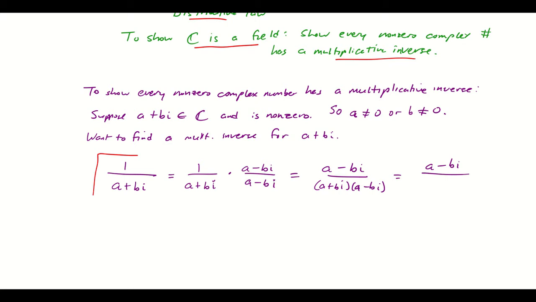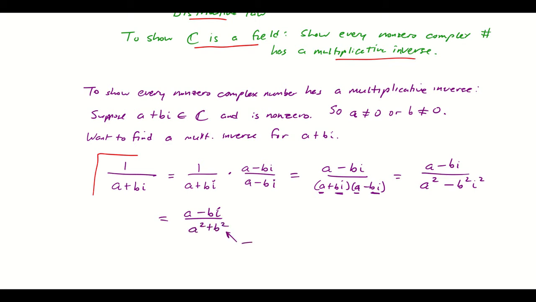Because when we multiply by that conjugate, we get a difference of squares. And so these two terms that we might otherwise get that involve imaginary terms go away. So I got minus b squared, that i squared is -1. So I have a minus bi over a squared plus b squared.